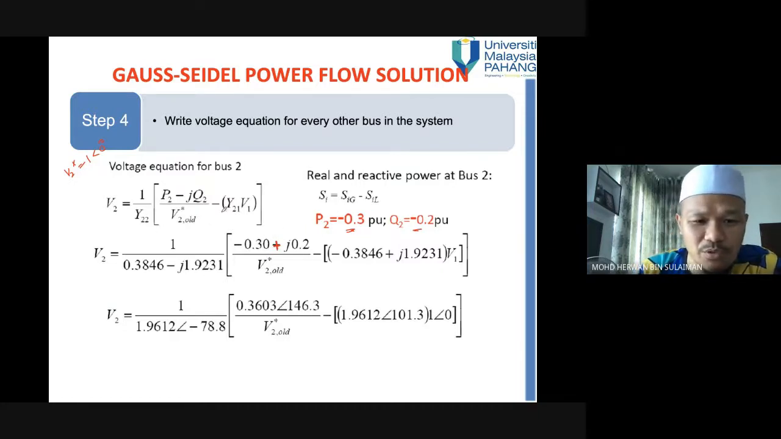And then this is where you put the value of Y22, which is from the bus admittance matrix. This one is 1 per unit, so there should be no problem. Minus Y21, this is Y21 negative, times V1. Since V1 is 1, there should be no problem. You can verify the solution. This is for the first iteration.